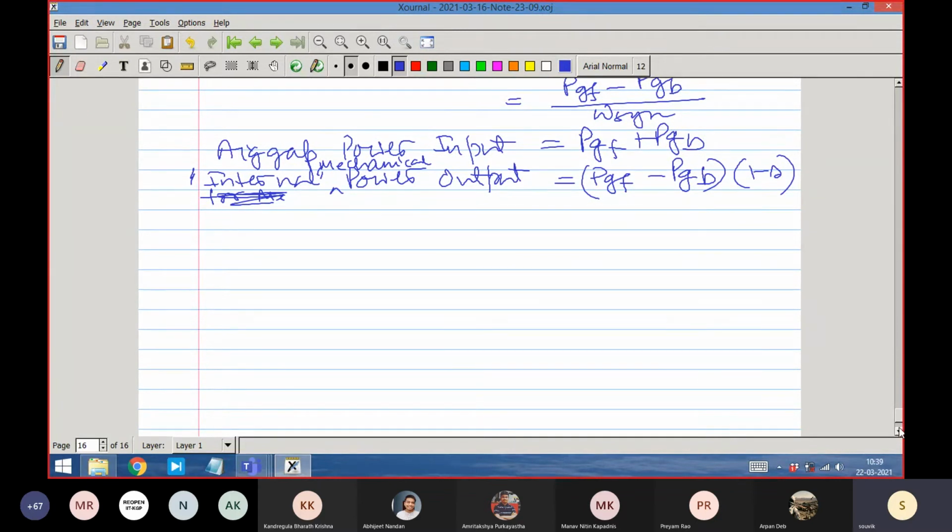So rotor copper loss, how much is it? Rotor copper loss in one case is just like due to the forward magnetic field.